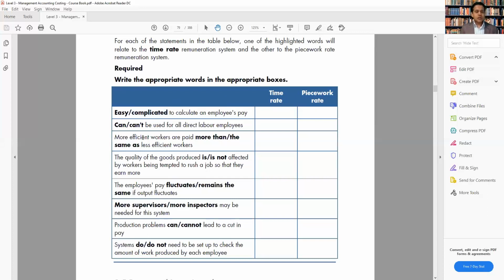For example, the first one says easy or complicated to calculate the employee pay. So in the time rate, is it easy or complicated? On the piecework, is it easy or complicated? So we start with the first one. What do you think for the time rate? Time rate is quite easy, isn't it? I will ask you how many hours you work, I'll multiply with the rate. So that's easy. And the piecework is a little bit complicated.